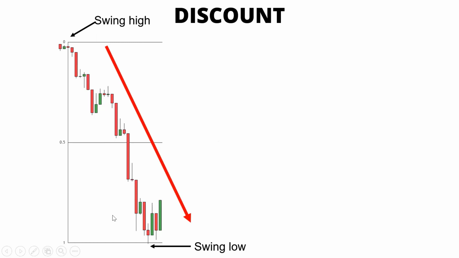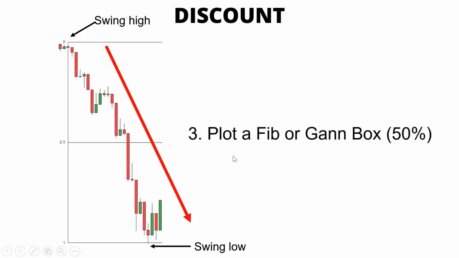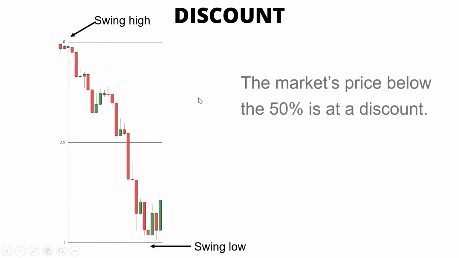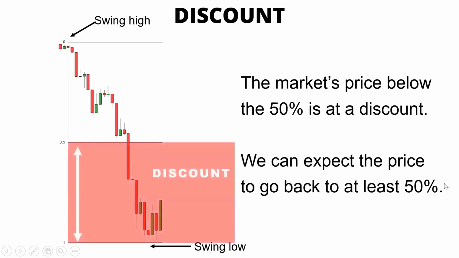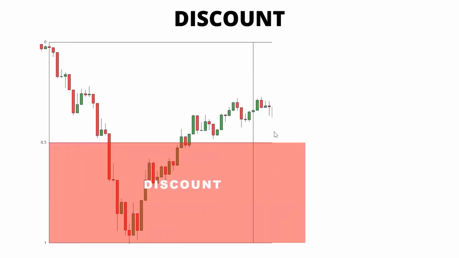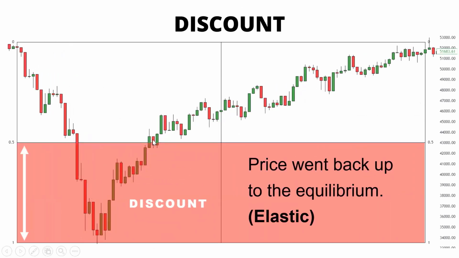I mean, you can do it with your eye and try and guess where the 50% is, or use a ruler. All I'm trying to establish is that when there is an impulse move down or up, or a fair value gap, there is an imbalance or inefficiency in the market that needs to rebalance, and the price will go back to equilibrium. So in this case, the market's price below the 50% equilibrium level is at a discount, and we expect the price to go back up at least 50%. So price went back up to equilibrium.